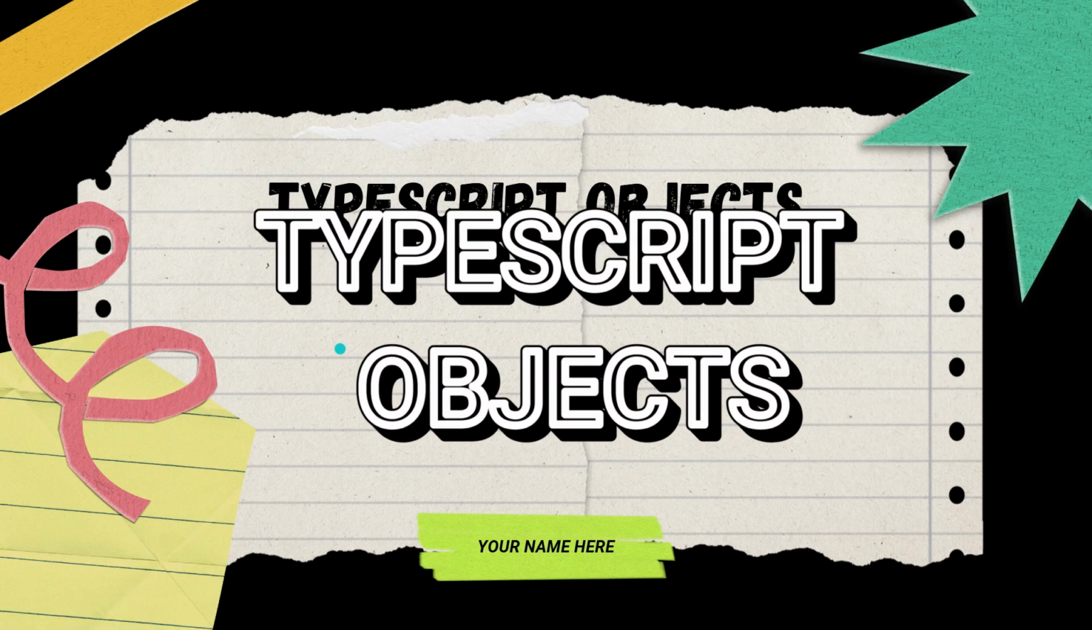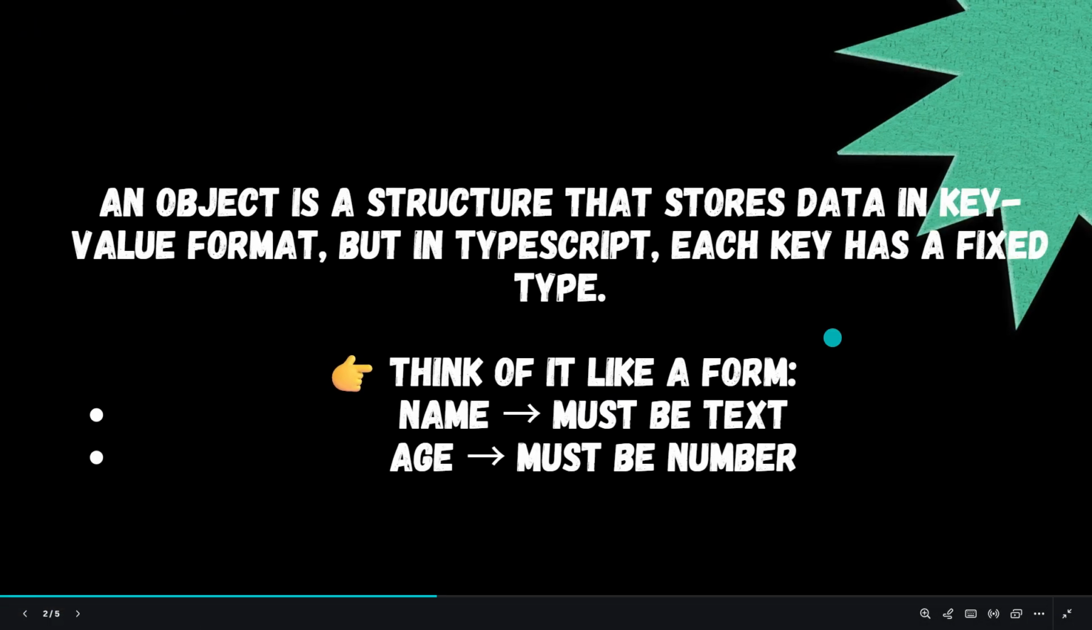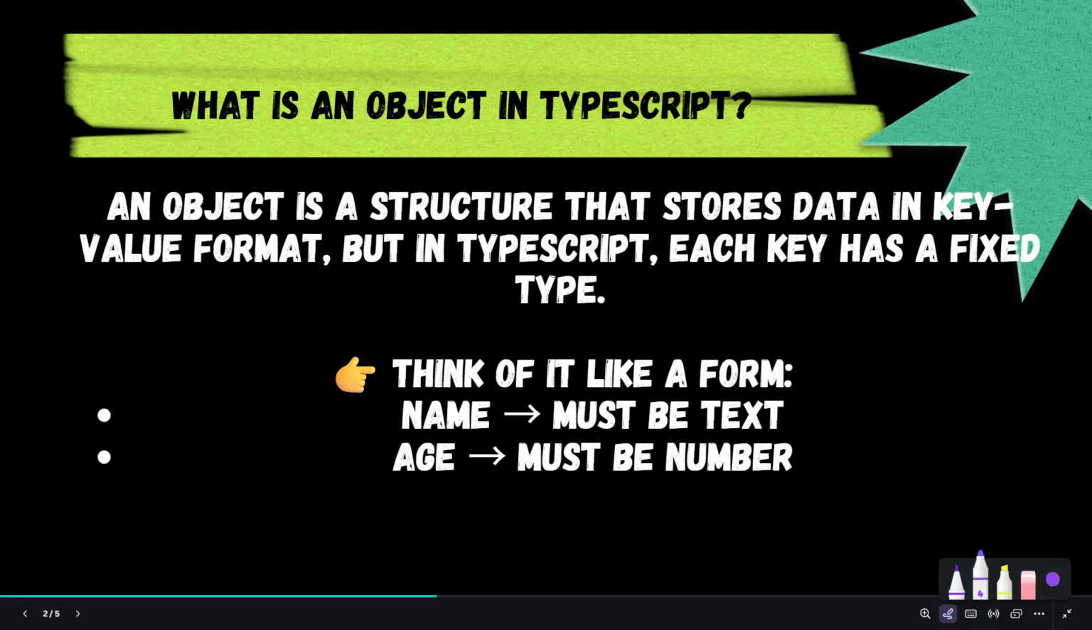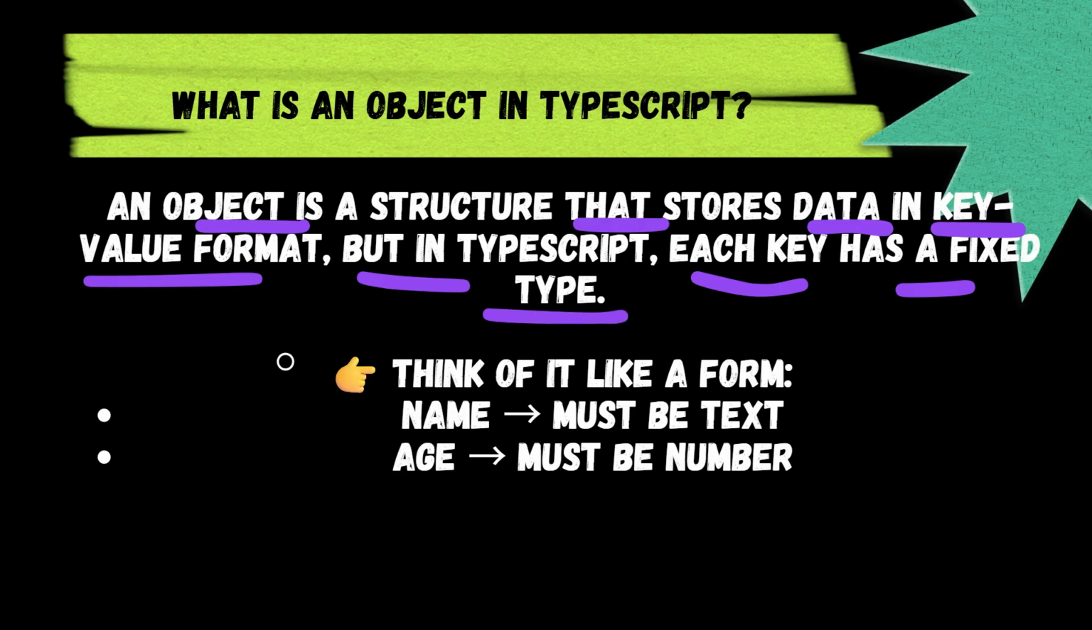So in this lecture, we are going to learn objects in TypeScript. First question: what is an object in TypeScript? An object is a structure that stores data in key-value format, but in TypeScript each key has a fixed type. Think of it like a form. Name must be text, age must be numbers.